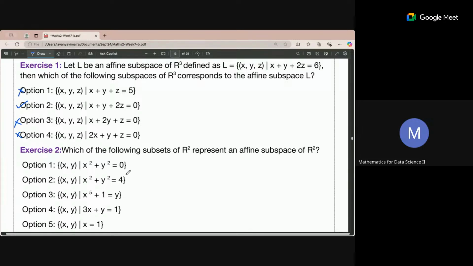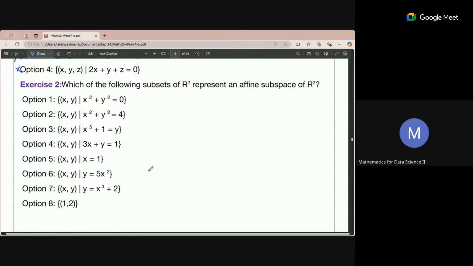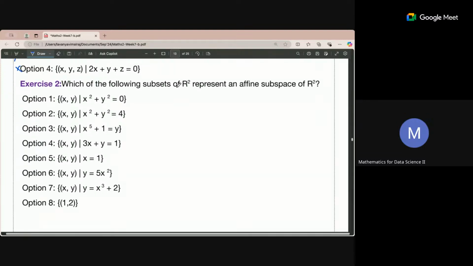Okay. What about exercise 2? Which of the following subsets of R2 represent an affine subspace of R2? We already have seen that there are 3 possible ways of having an affine subspace in R2. So what are they? Do you remember?